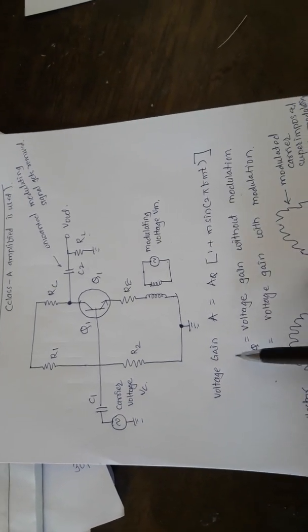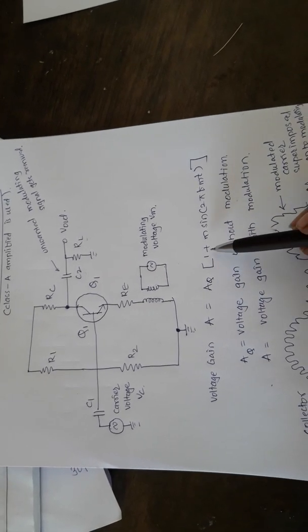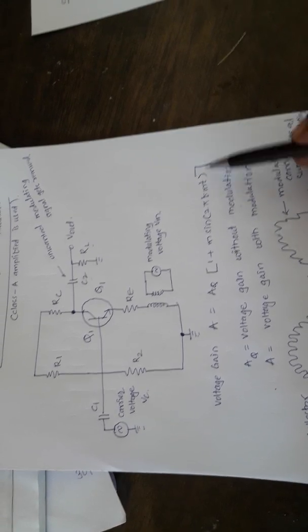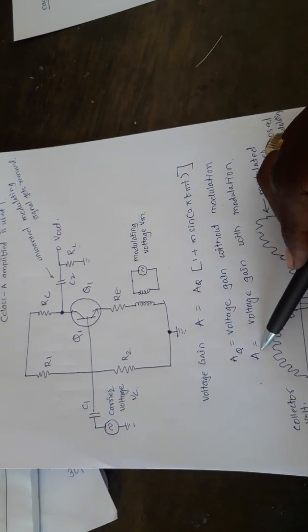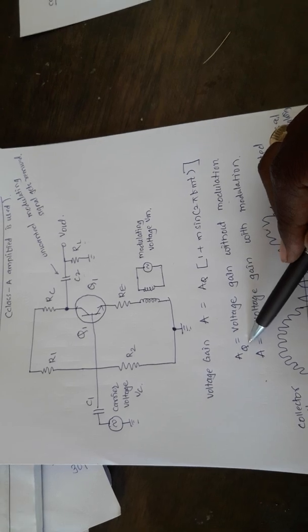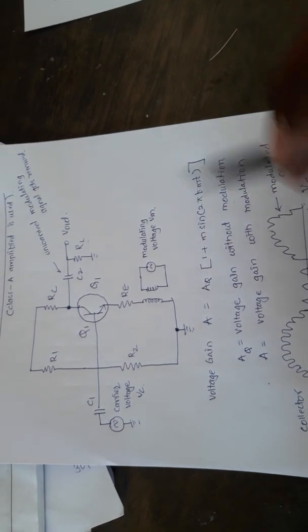Now, for this circuit, the gain is calculated by A = AQ (1 + m sin 2πfmt), where A is the voltage gain with modulation. So, when we apply the modulating signal, whatever gain we calculate is called A, and AQ is the gain without modulation, meaning at that time the modulating signal is absent.